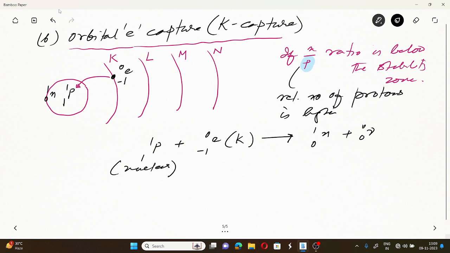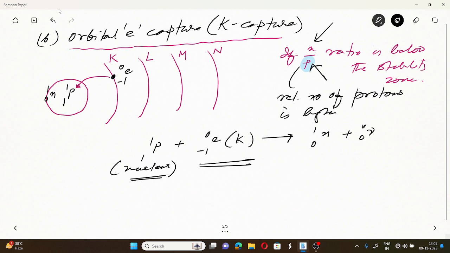So you can well understand this proton within the nucleus captures this electron in the K shell and is converted to this neutron. That means a neutron is formed, so the number of neutrons increases. So in this way the number of neutrons increases and protons decrease. So in this way the N by P ratio will become closer to the stability zone.